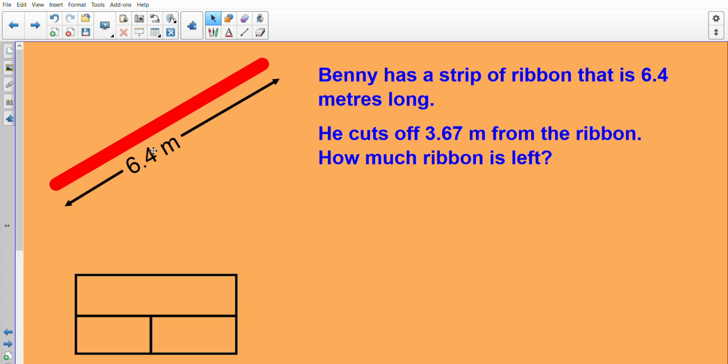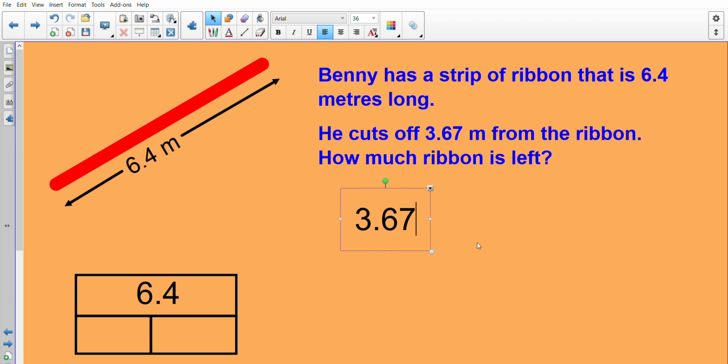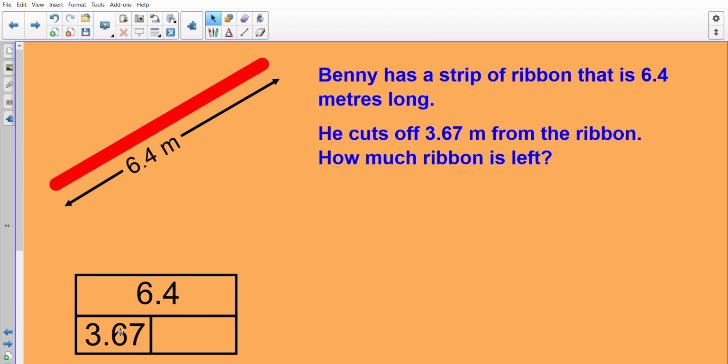So we're going to use a bar model to help us with this. So we've got to think our whole amount, the whole piece of ribbon is 6.4 metres, isn't it? So we've got 6.4 up here. He cuts off 3.67, so he's going to cut off a part of it. Let's say he cuts off that bit there, which is 3.67 metres. We want to find out what is left, so how much will that bit there be? So we'll use our bar model, so we'll put 3.67, and let's put it there. That's the bit he cuts off. So starts with that amount, cuts off that amount, how much is left?